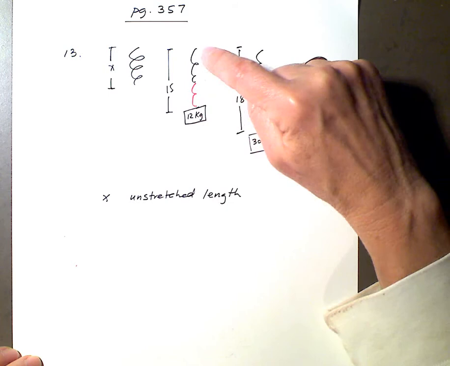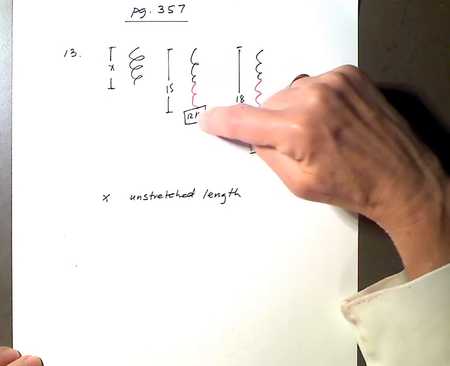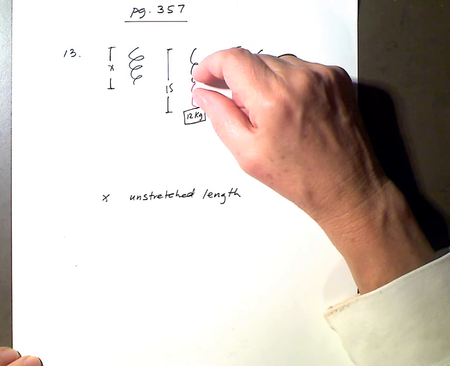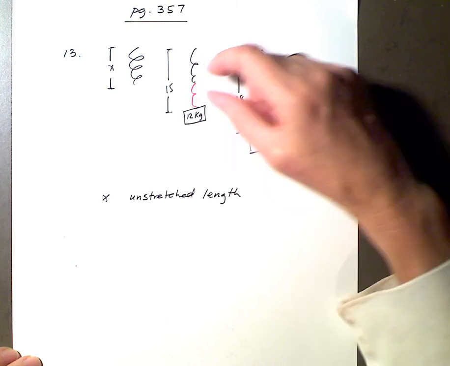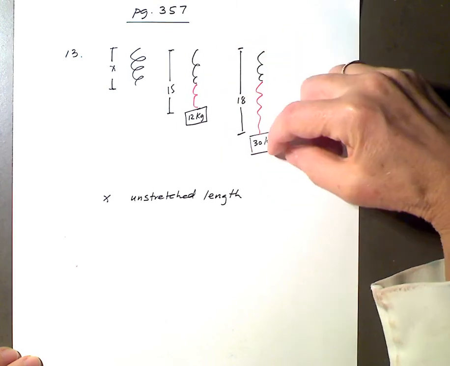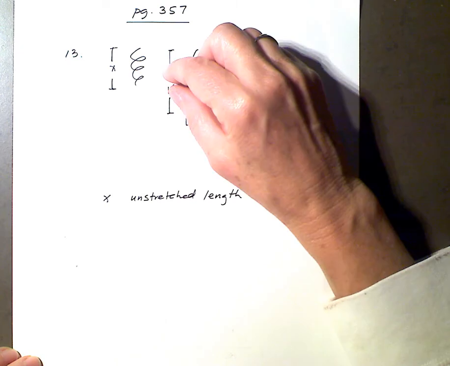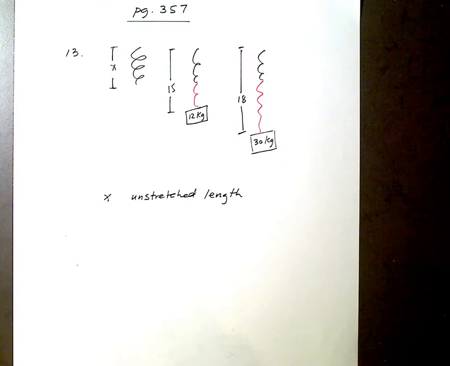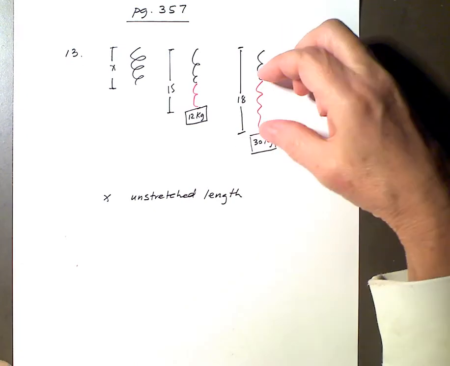When I add weight to it, it stretches. And so I have its original length and it stretches by some extra amount. And then when I add more weight, I add 30 to it, it stretches, it goes from 15 to 18. So it still has this part, its unstretched length, but we've added more stretch to it.